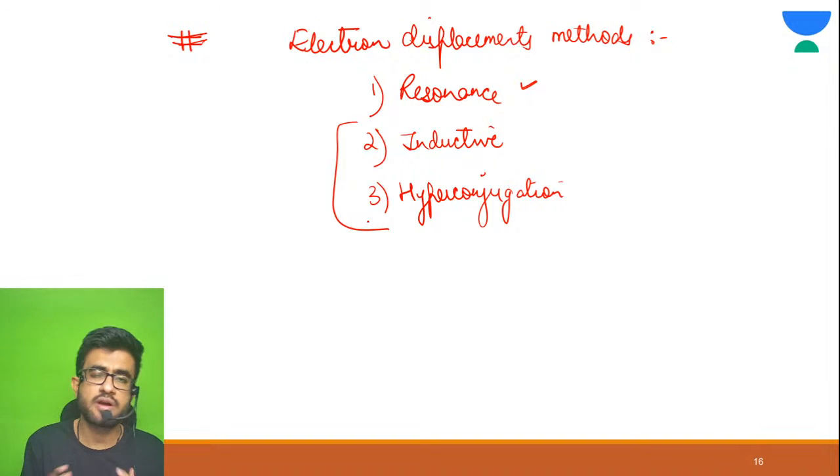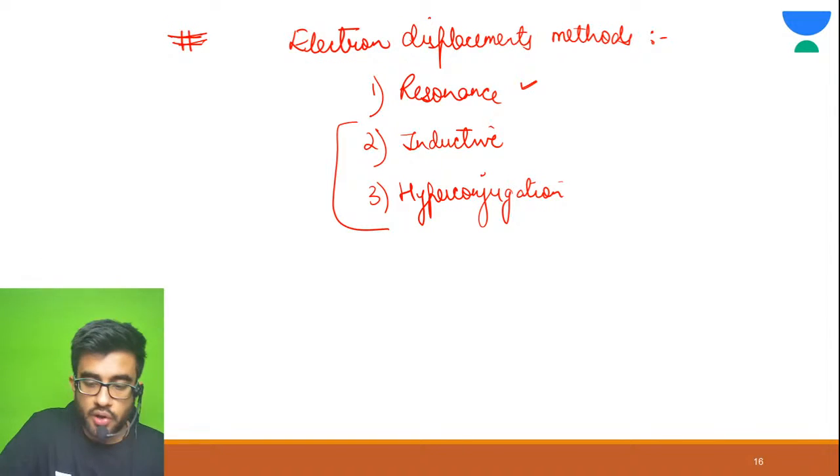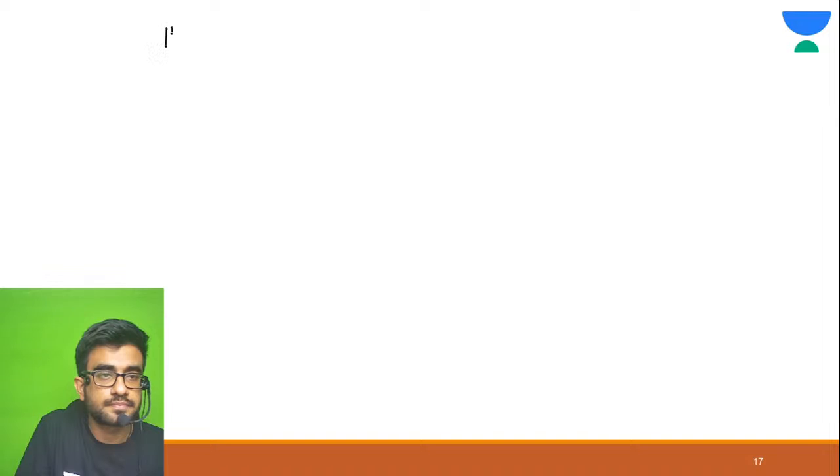So are you guys ready for it? Let us start with the inductive effect, another electron displacement method.